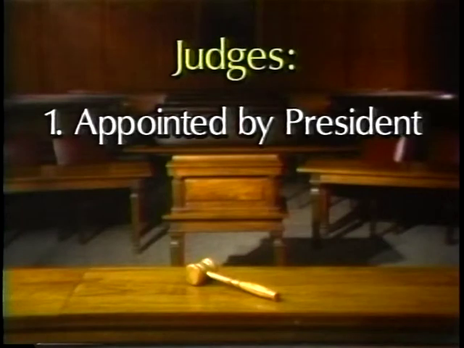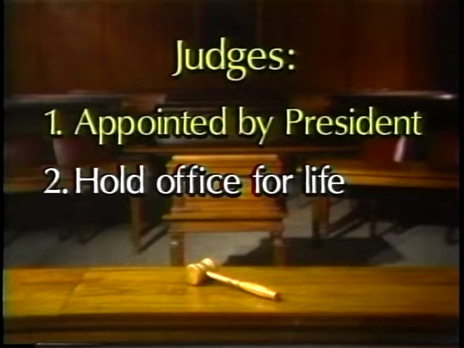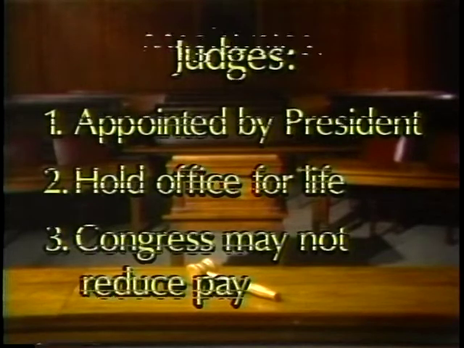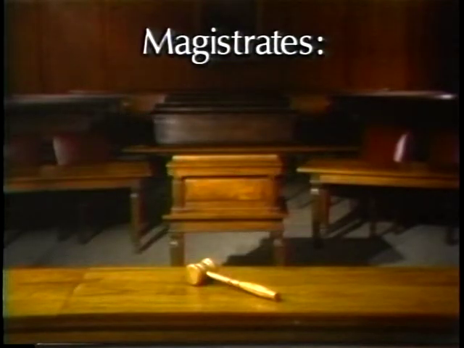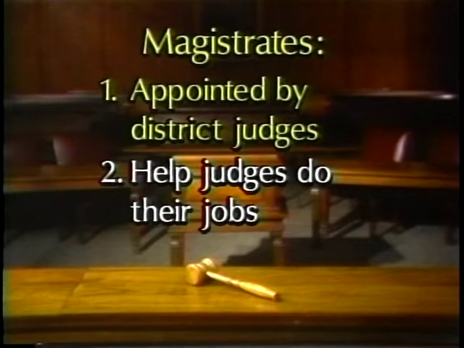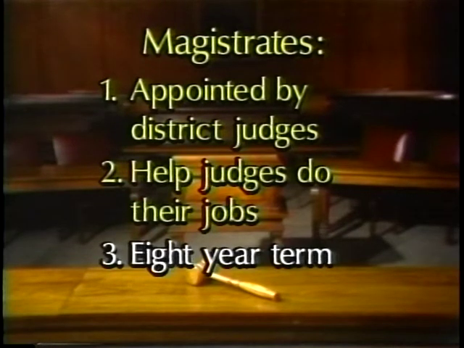Judges are appointed by the President. They may hold their offices for life, and Congress may not reduce their pay. The Constitution includes these requirements so that judges will not be afraid of losing office or their salary for making unpopular decisions. By contrast, United States magistrates are judicial officers appointed by the judges of each United States District Court to help judges do their jobs. They serve an 8-year term.